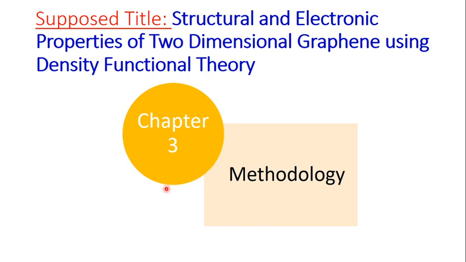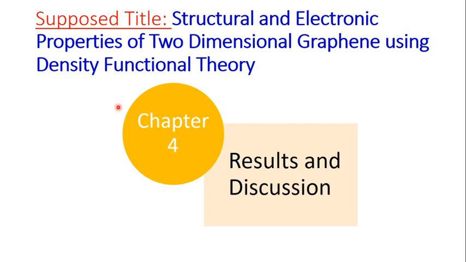your goals. For example, for this post title, one is using density functional theory to obtain structural and electronic properties of two-dimensional graphene. So methodology will mainly be consisting of density functional theory.